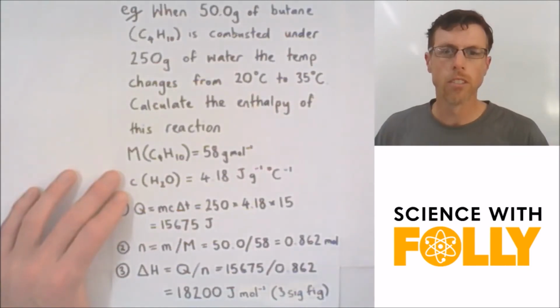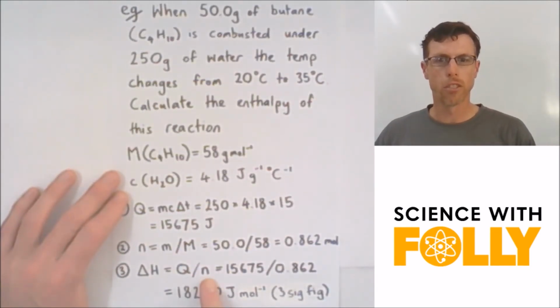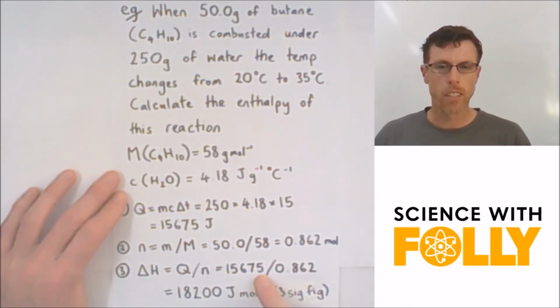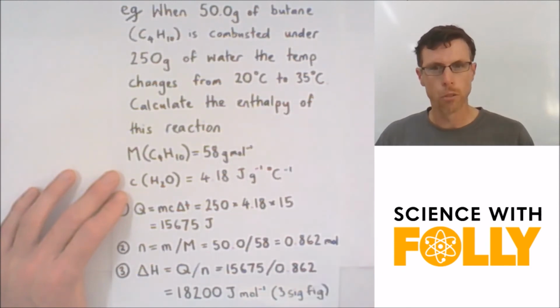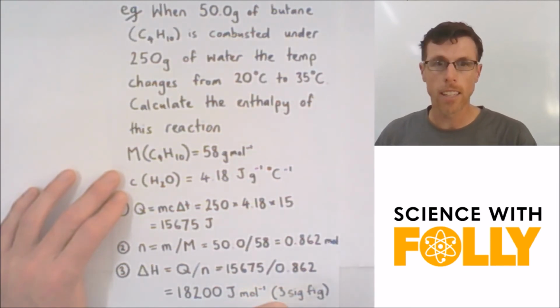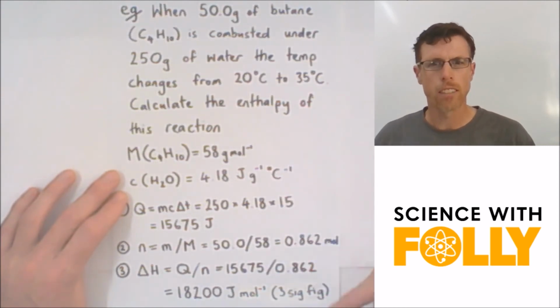And finally, we use the formula ΔH equals Q over n. And in this case, we've got 15,675 joules divided by 0.862 moles, and that gives us 18,200 joules per mole. So three significant figures. Normally we calculate enthalpy change in kilojoules per mole. You should be able to change that to kilojoules per mole.